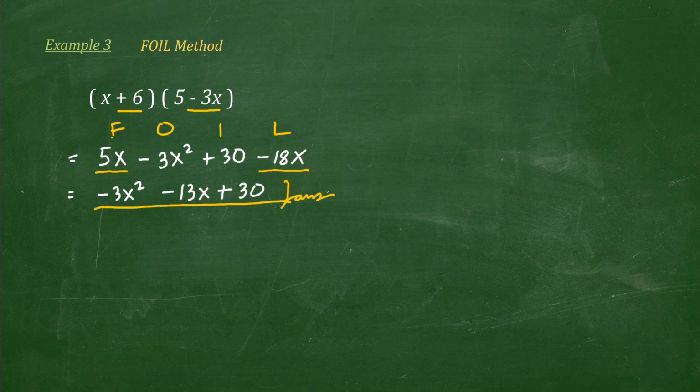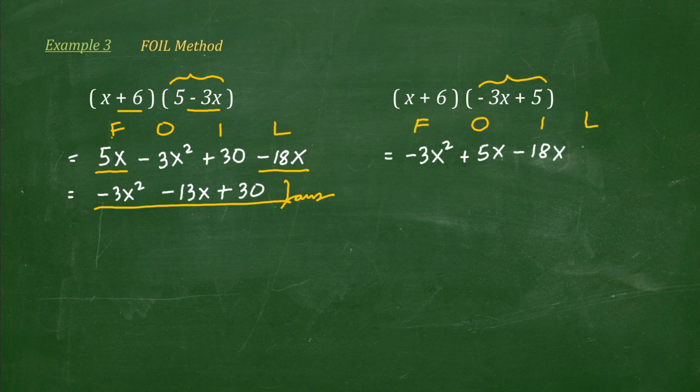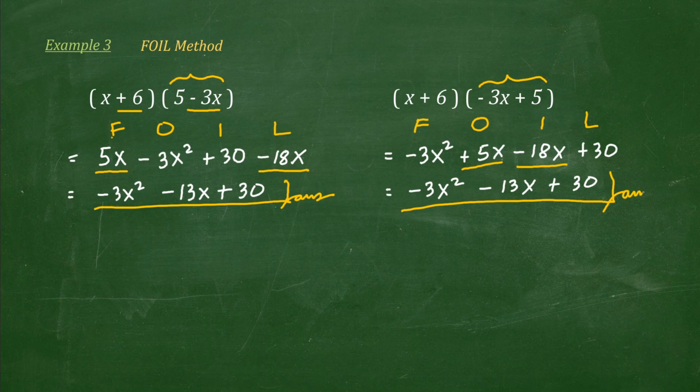While our answer is correct, let's try to investigate why we went through a slightly different method. Looking at the second binomial here, we notice that it's not arranged in descending order of degree. So, if you have noticed this earlier, we could have arranged it correctly, negative 3x plus 5 instead, like so, being able to combine both the outer and inner as usual, and get the same answer as quickly shown here.